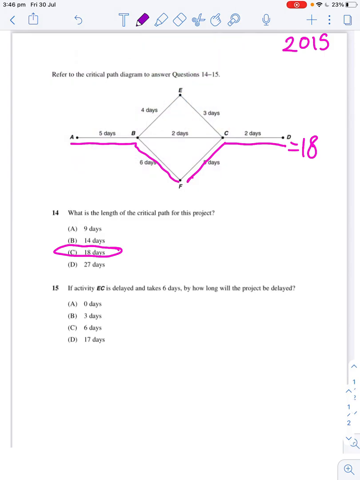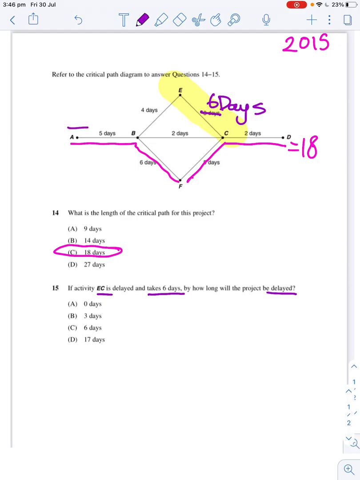Okay, the next one, question 15. If activity EC is delayed and now takes 6 days, how long will the project be delayed? So EC is up here, and it takes 3 days. Well, originally 3 days, now it takes 6 days. Okay, 6 days. So let me see, I'll follow that path up there now, 6 days.